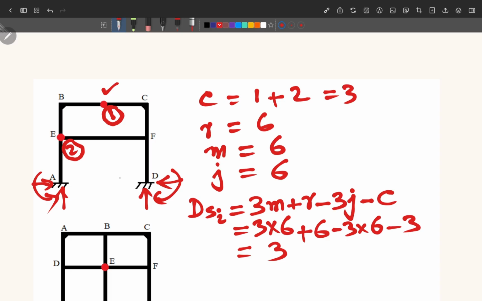So in this case, we have solved this question also. The degree of static indeterminacy, when we introduce 2 internal pins, will be equal to just 3. That means 3 additional equations will be required for completely solving this structure with external unknowns and internal unknowns.